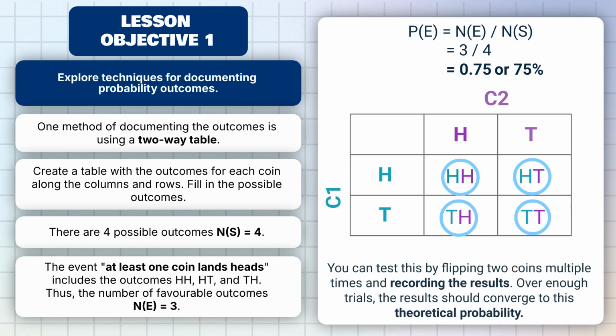You can test this by flipping 2 coins multiple times and recording the results. Over enough trials, the results should converge to this theoretical probability. The essential lesson here is the importance of carefully documenting every possible outcome. If we categorized outcomes incorrectly or missed any, our probability calculation would be wrong. This thorough approach, using tools like 2-way tables, ensures accuracy.